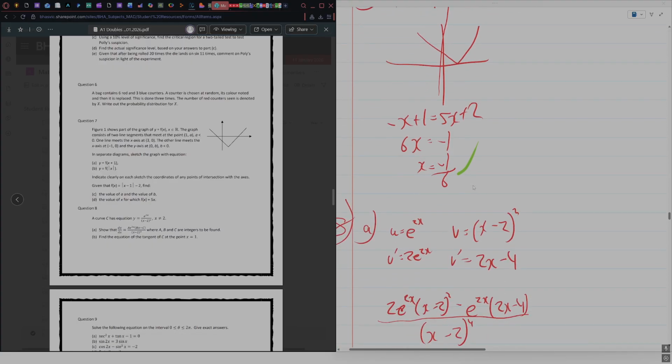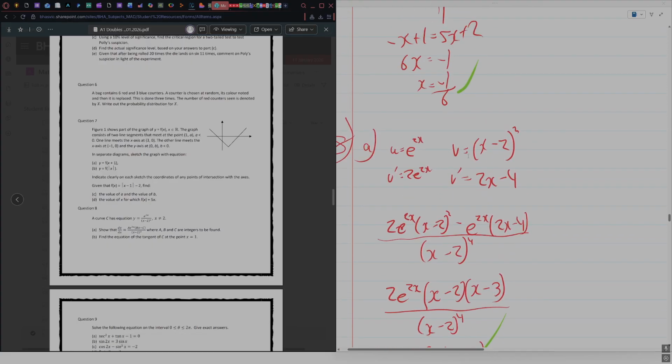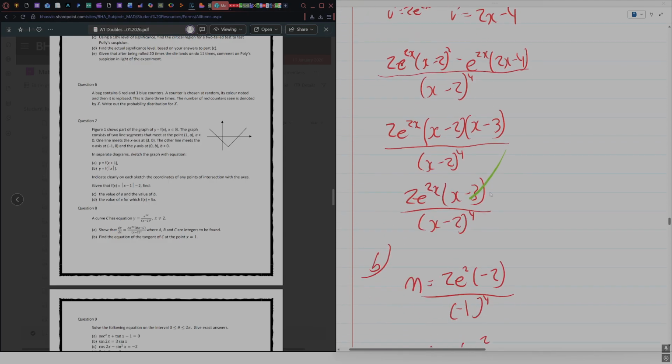Alright, this was kind of an annoying question. It's just a bit of quotient rule, so it's quite useful to write out your u's, u dashes, v's, v dashes. You do get this in the formula book, so don't worry about it. So vu dash minus uv dash over v squared. And then you do your factorizing and you cancel.